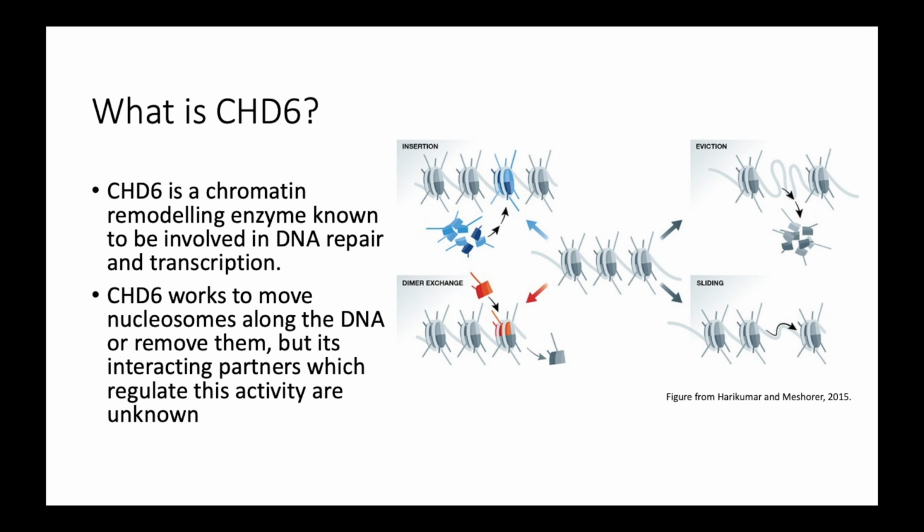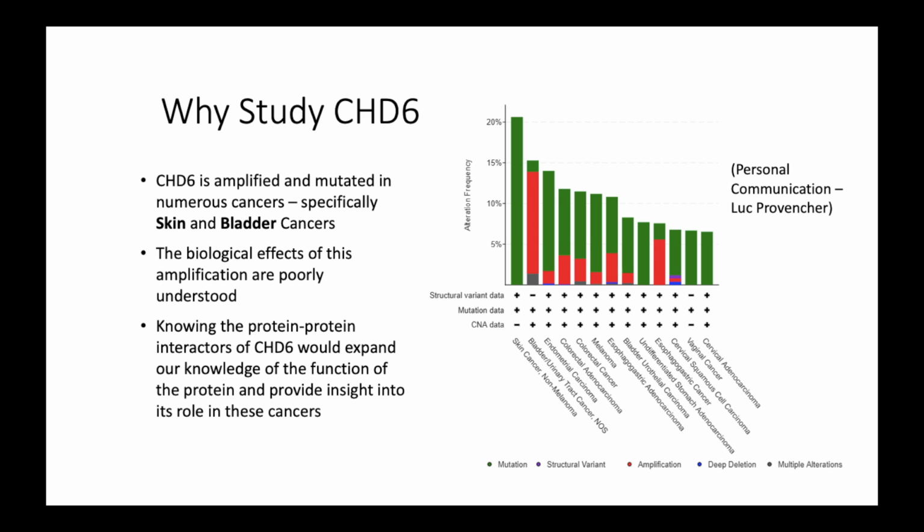CHD6 also plays a role in the transcription of antioxidant genes, which are important in cell survival and typically misregulated in cancers. However, the specifics on how CHD6 interacts with other proteins and repairs DNA is unknown. The study of CHD6 is vital to the understanding of the formations of many cancers, as curiously, CHD6 is amplified and mutated in numerous cancers, at least while compared to wild-type tissue.